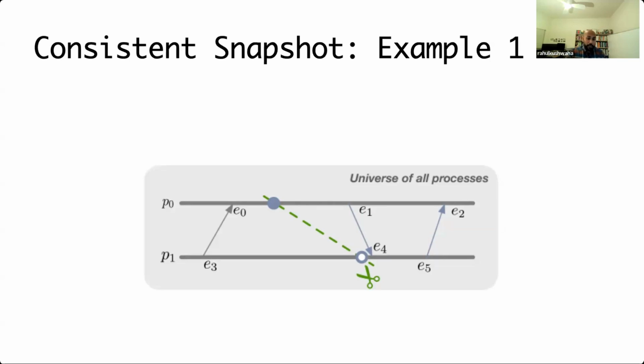If we were to have this cut, the bottom right dot, which is the shallow one, after E4 and not including E1, that means our snapshot will be inconsistent because E4 is caused by E1, but we did not include it.